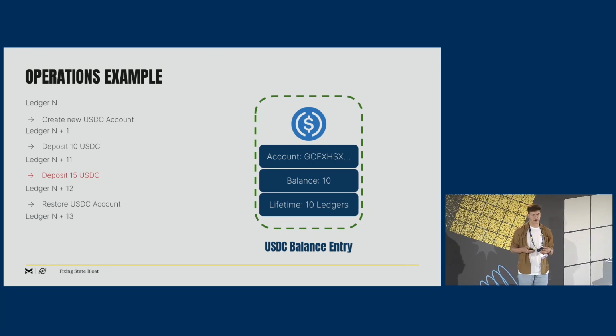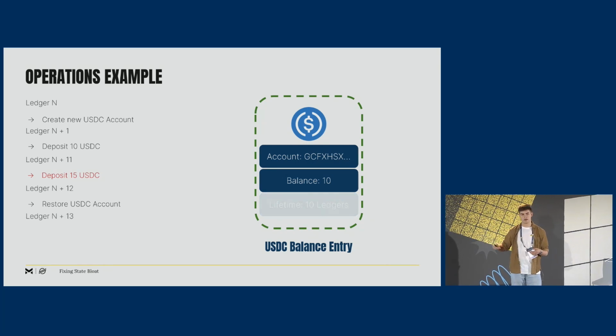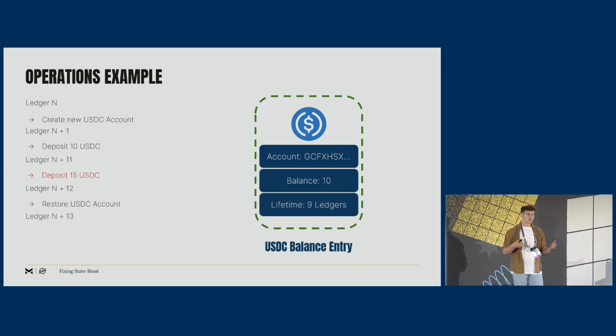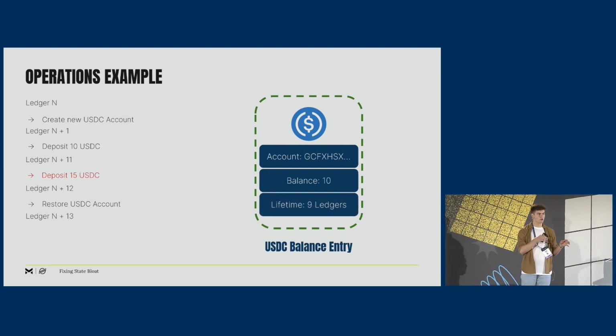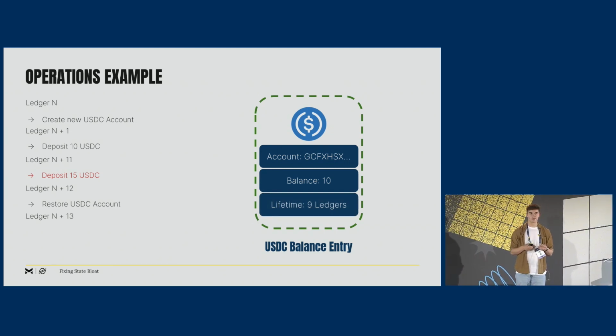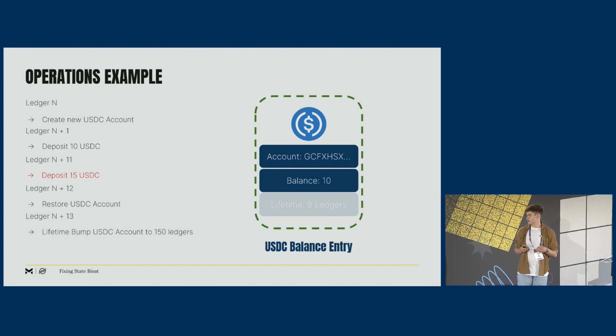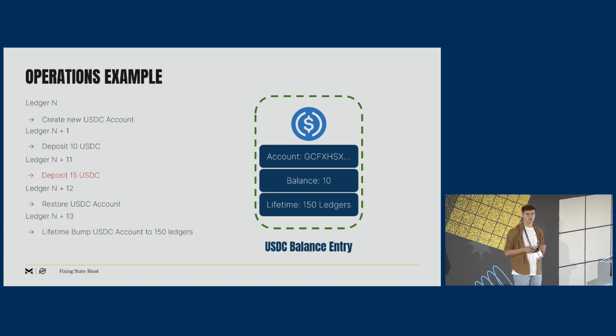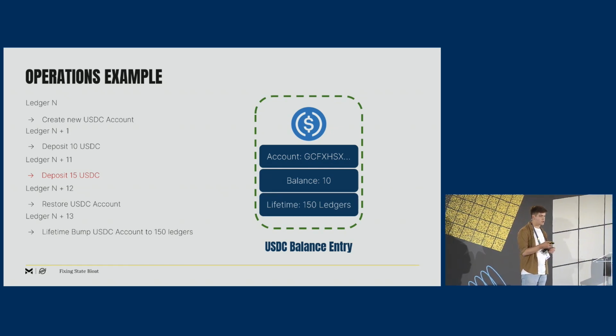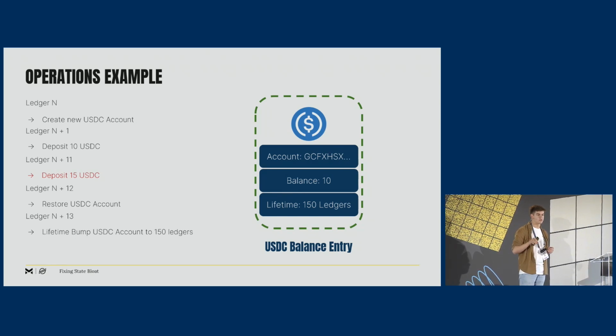Now, 1 more ledger passes. You all know the drill by now. Our lifetime is going to be decremented by 1, and we've learned from our mistake. And so, in order to make sure our entry doesn't expire again, we're going to issue the lifetime extension operation, which is going to then increase our lifetime to 150 ledgers. So that's basically the picture. Now let's go into some of the details, the specifics of these operations.